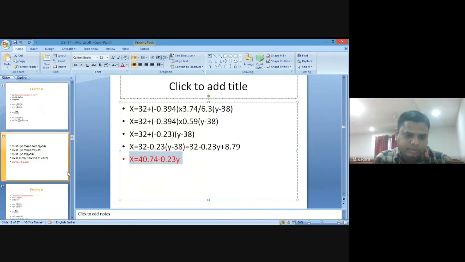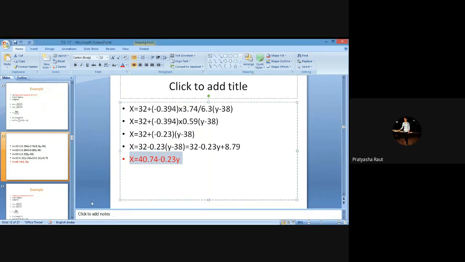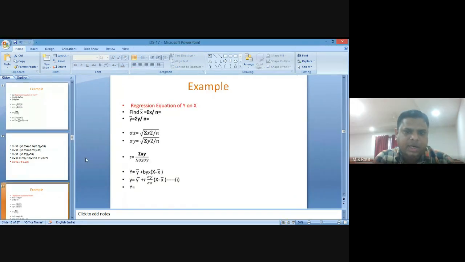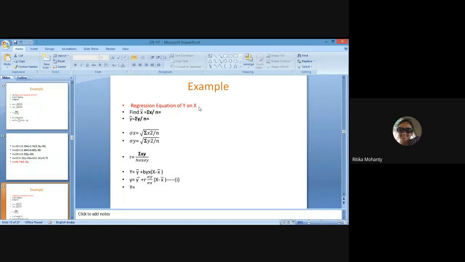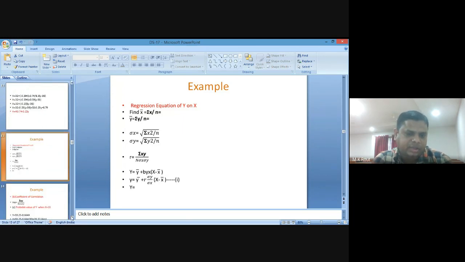Moving to the next one. Is it clear to all? Yes, sir. Next, in the next part, you have to calculate the regression equation of y on x. Previously we calculated the regression equation of x on y, and the next step, step number 2, is the regression equation of y on x. So you go directly to the bottom part, because the previous data we have already calculated.